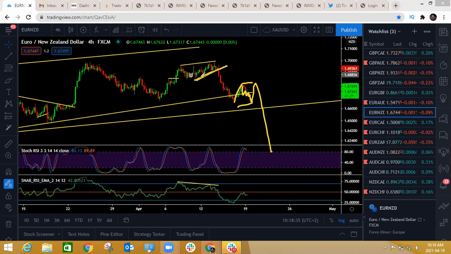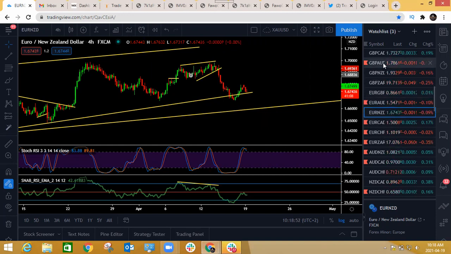So if you've got the trade on Euro New Zealand where we got the entry here, you can just hold on to that. We will get that corrective structure, then we'll continue to the downside. Move it to break even. Okay, moving to break even. That is Euro New Zealand.